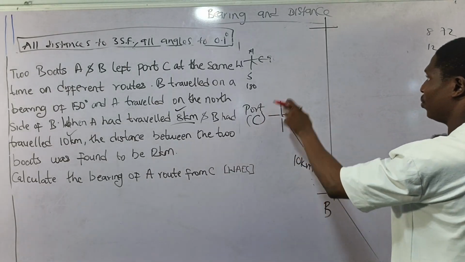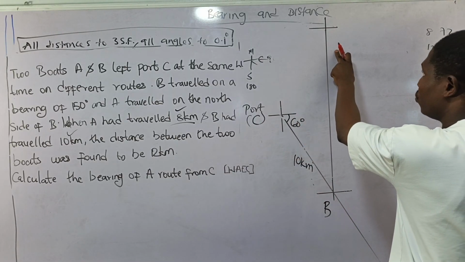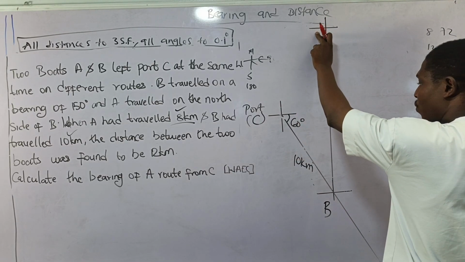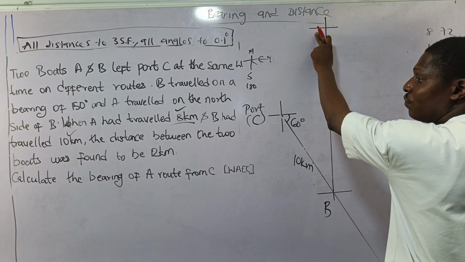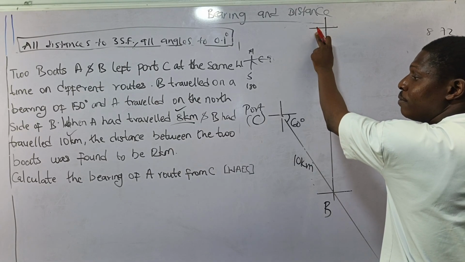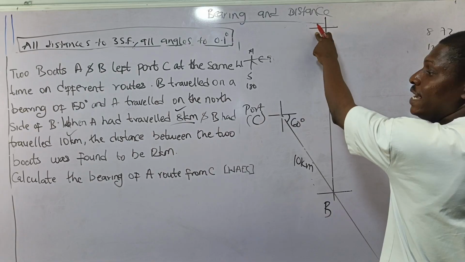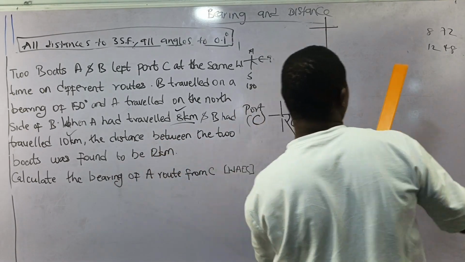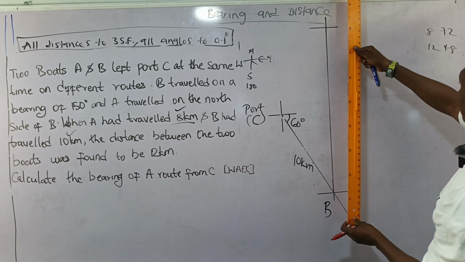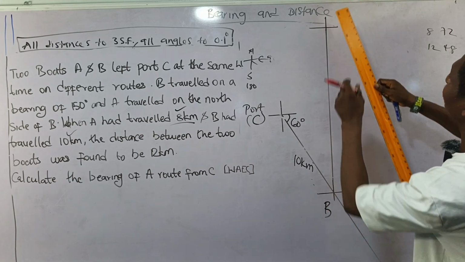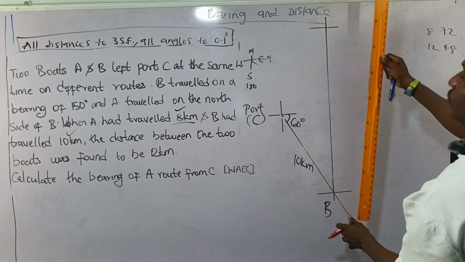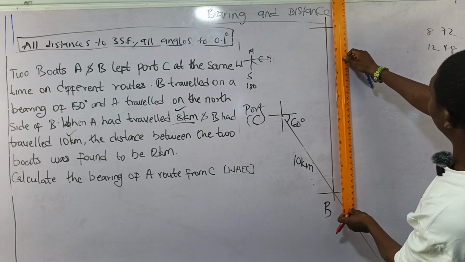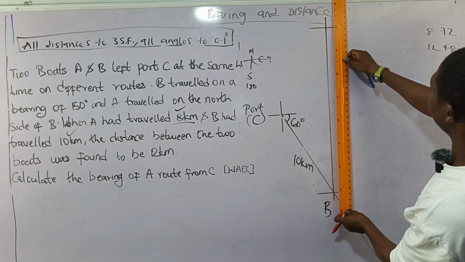So if this is the port, the third point should be my distance between the two. This should be my position for A. The distance between the two ships was found to be 12 kilometers. So what does my 12 correspond to? Here's my 12. 12 corresponds to 48.